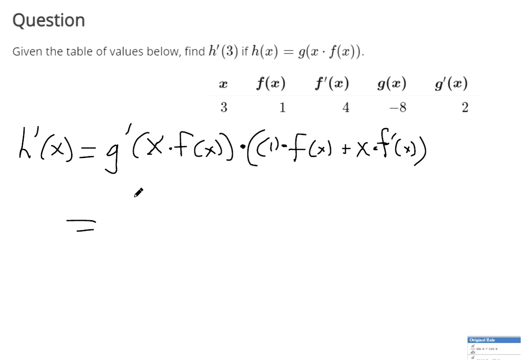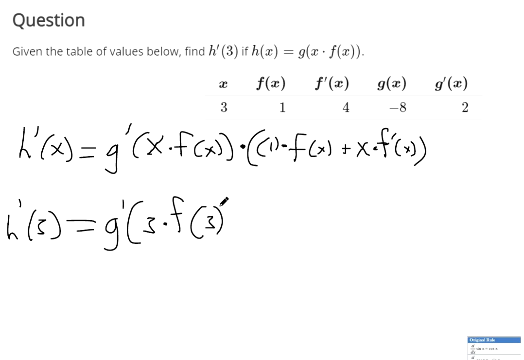Okay, so if they want to know what h prime of 3 is, that just means we're supposed to plug in 3 into the derivative. So everywhere where we see an x, I'm putting a 3 in its place. I'm just going to put f of 3 here because it's just times 1.